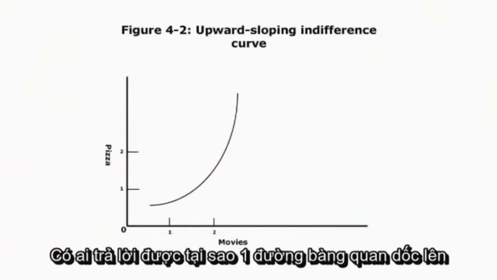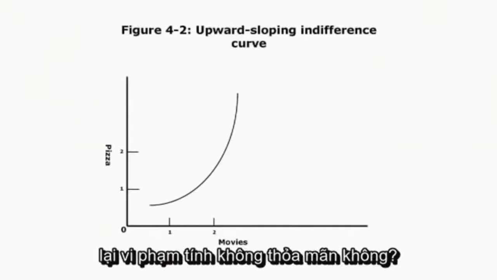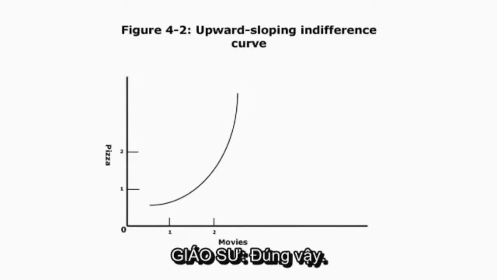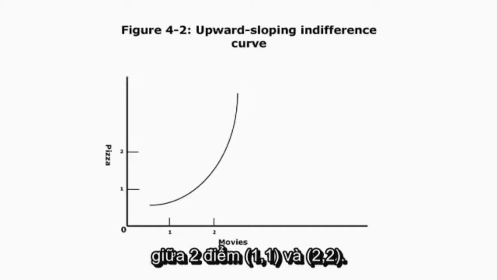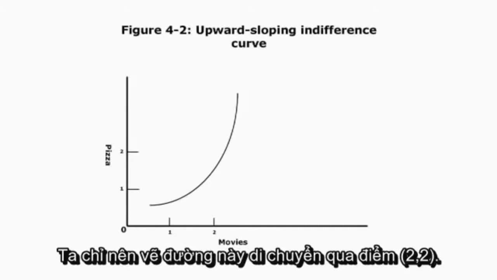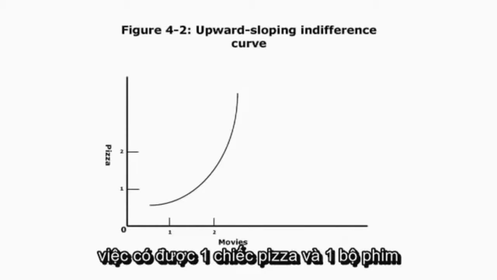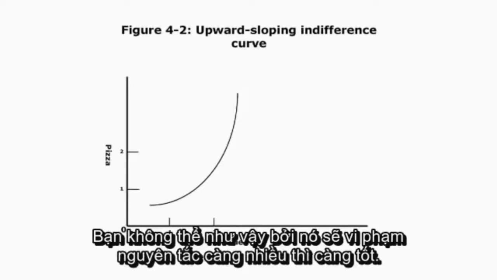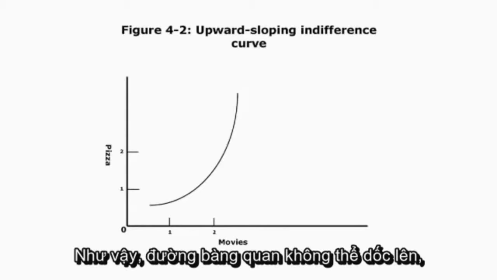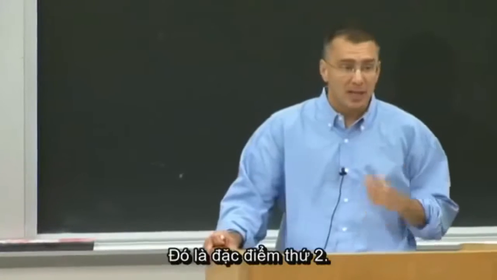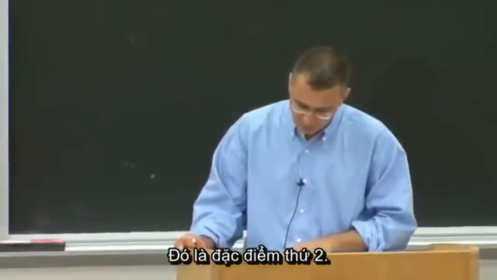Why does an upward sloping indifference curve, someone tell me, violate non-satiation? Yeah? Because you're indifferent to getting more. Yeah, because this would say you're indifferent between 1, 1 and 2, 2. It's not quite drawn right. We ought to just have this go through to point 2, 2. But basically, this would say you're indifferent between getting 1 pizza and 1 movie or 2 pizzas and 2 movies. You can't be, because that violates more is better. So indifference curves can't be upward sloping. They've got to be downward sloping by the non-satiation assumption. Okay? That's the second property of indifference curves.